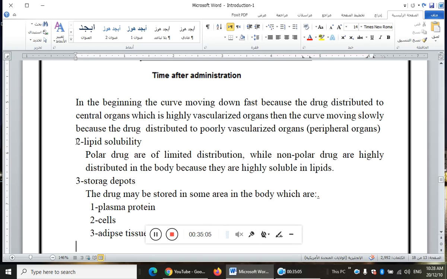The second factor is lipid solubility. Polar drugs are of limited distribution. As we said before, the polar drugs or polar parts of the drug are poorly lipid soluble, so their distribution will be limited, while non-polar parts of the drugs are highly lipid soluble, so they are highly distributed.